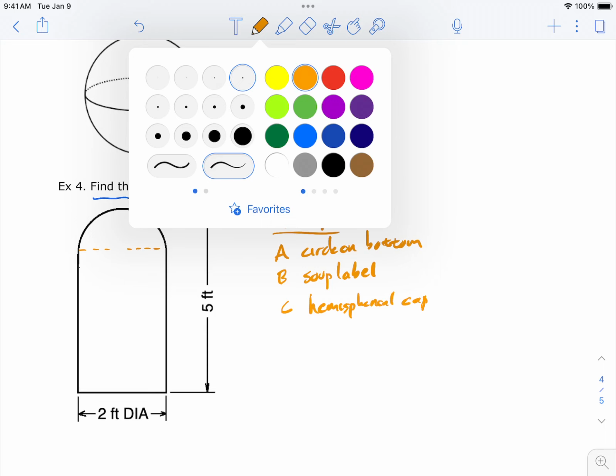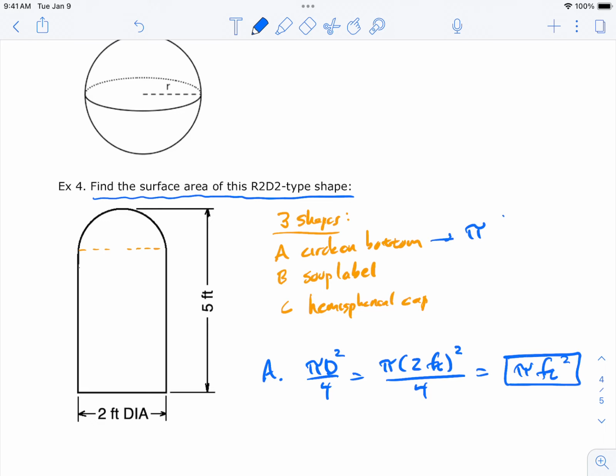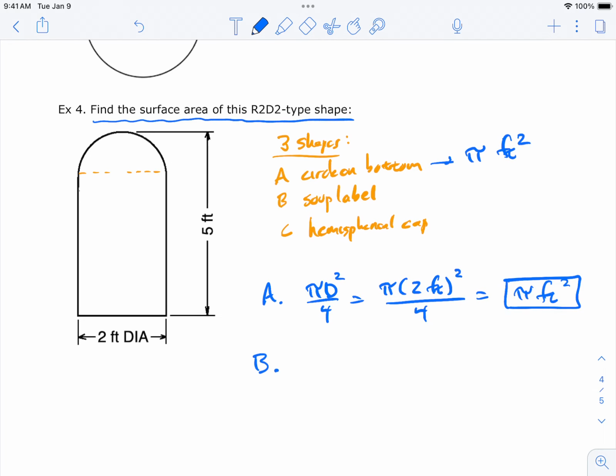So, get out some blue ink. A, circle on the bottom. Well, you can use the old pi d squared over 4 trick, because they gave us the diameter. Might as well just use that formula. So you go pi. The diameter is 2 foot. That gets squared, divided by 4. By the way, 2 squared is 4, so it'll cancel the 4, and you get just pi feet squared. So that's for the circle on the bottom. Maybe I'll write that answer here. Pi square feet. Cool.